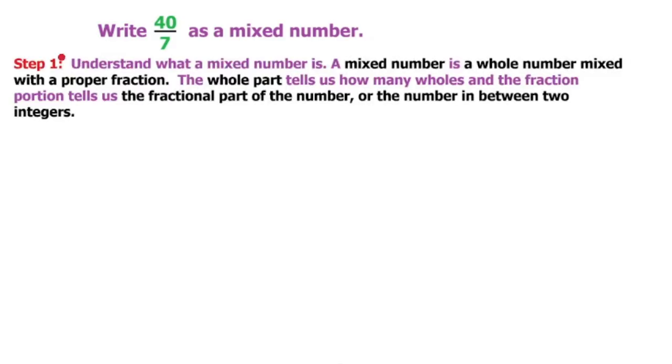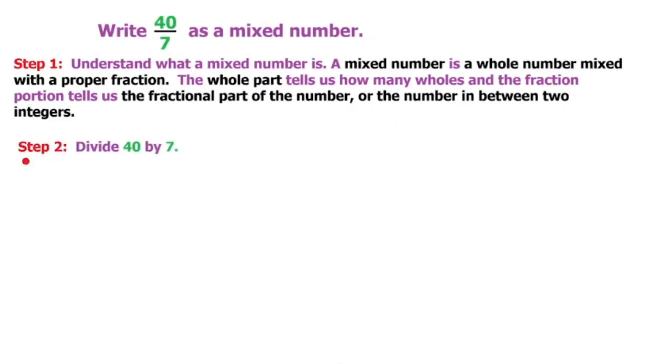So step 1, understand what a mixed number is. A mixed number is a whole number mixed with a proper fraction. The whole part tells us how many wholes, and the fraction portion tells us the fractional part of the number, or the number in between two integers. That's what a fraction is. The number, for example, between 1 and 2.